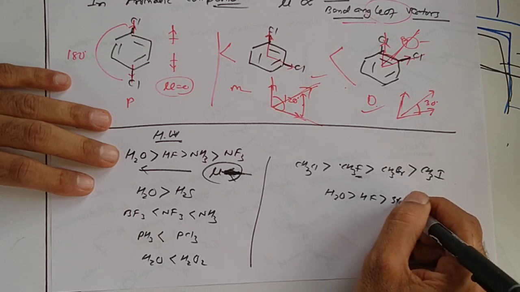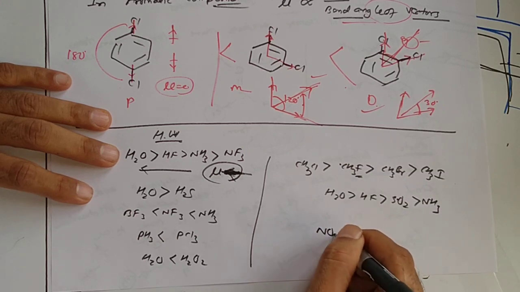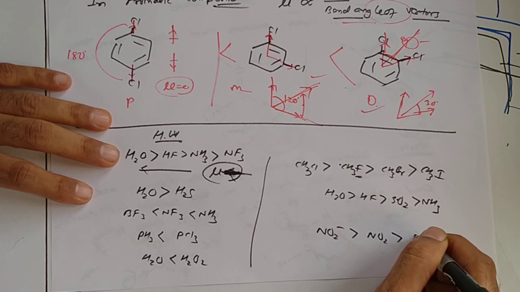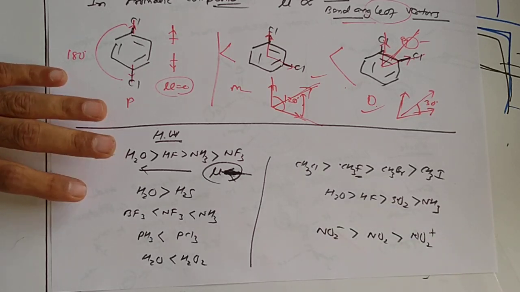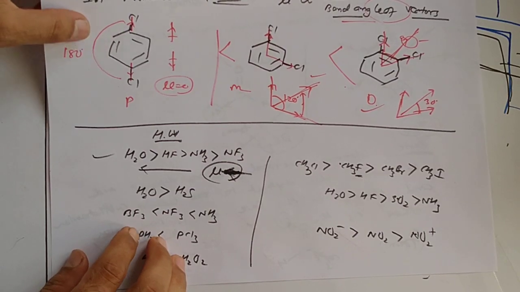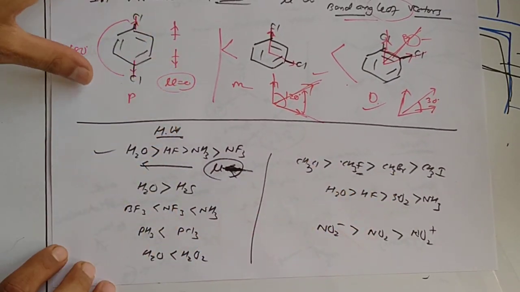Now SO2 and ammonia. Then why is NO2 minus more polar than NO2? And why is NO2 more polar than NO2 plus? This is your homework and you have to store it in your mind and check yourself how this order is true. The answer is true. You only have to define it.